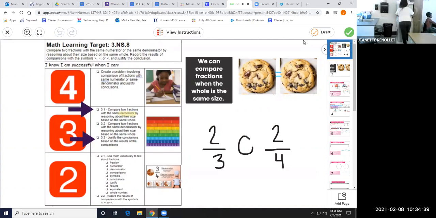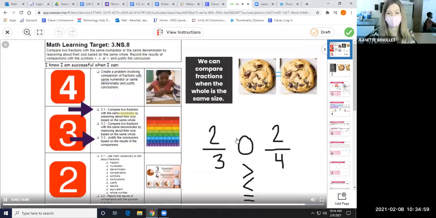Remember, when we compare fractions, we have to compare fractions that have the same size whole. When we compare today, we will use greater than, less than, or equal to, and we will justify our reasoning by explaining how we know.